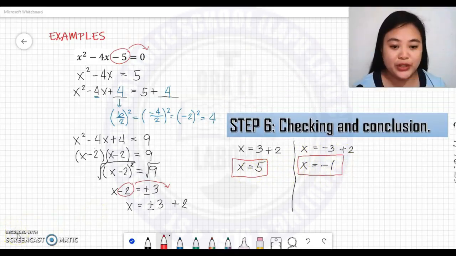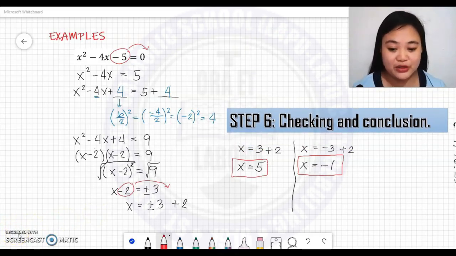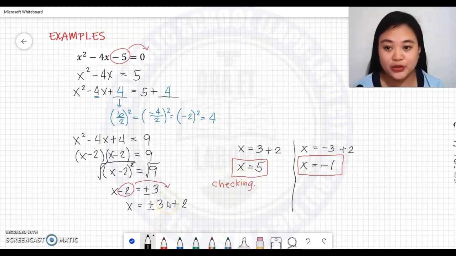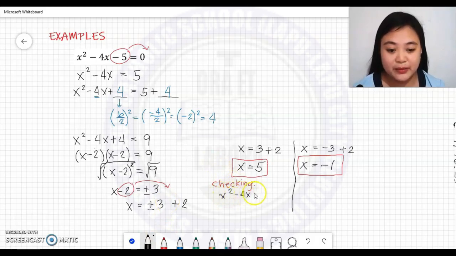Now, the last step that we're going to do is to check our answers. The checking is very important because we're going to know if our answers are correct. So, here, we're going to copy the original given, which is x squared minus 4x minus 5 equals 0. Then, we will substitute 5 for x. It will become 5 squared minus 4 times 5 minus 5 equals 0. Is it equal to 0? We will find out later on.